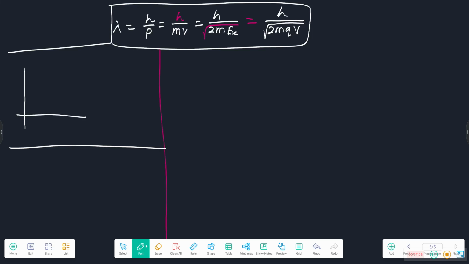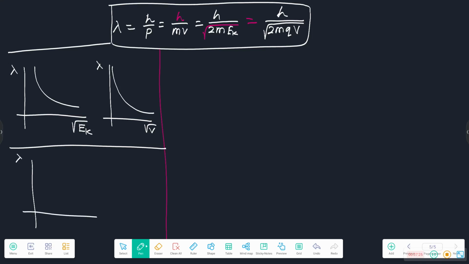So first I'll do lambda and root ek. The lambda and root ek graph is a rectangular hyperbola because they are inversely proportional, and lambda and root v are also inversely proportional. But if I do the graph of lambda and 1 by ek, then it is a straight line graph. Next, if I do lambda and 1 by root v, then also it is a straight line.